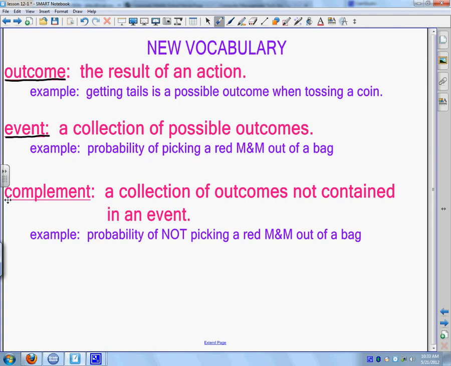And then a complement, so write down that, is a collection of outcomes not contained in an event. So it's kind of like the opposite. So if my event is picking a red, the complement would be not picking a red, so picking a brown or a green or a yellow or a blue, whatever other colors are in there. So the probability of not picking a red M&M out of a bag is the complement. If you need to, you can push pause and finish writing down the new vocabulary, and when you're ready, hit play again.